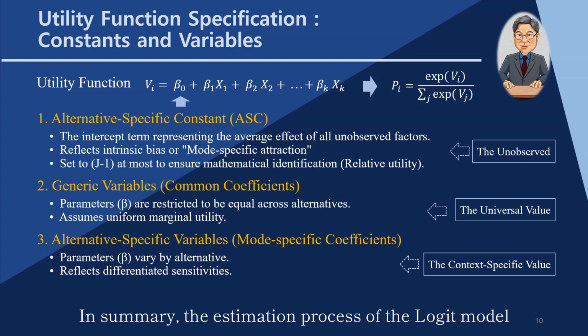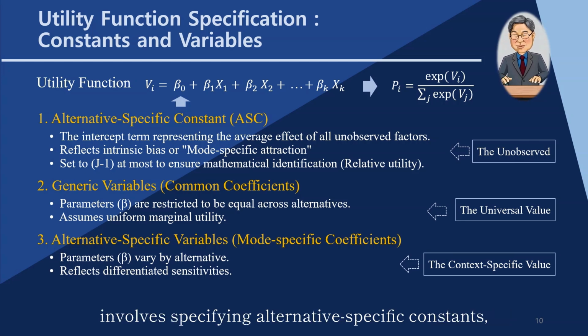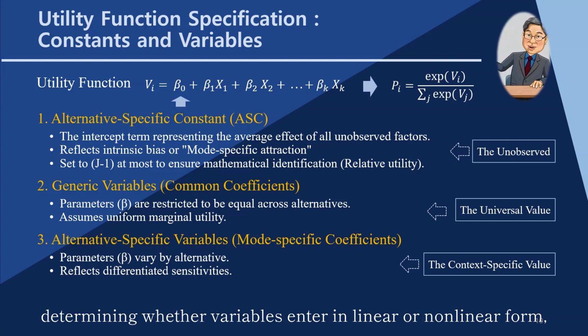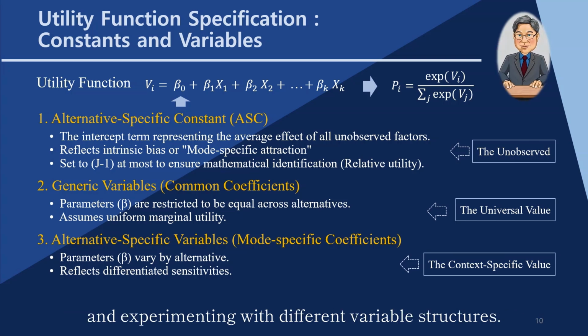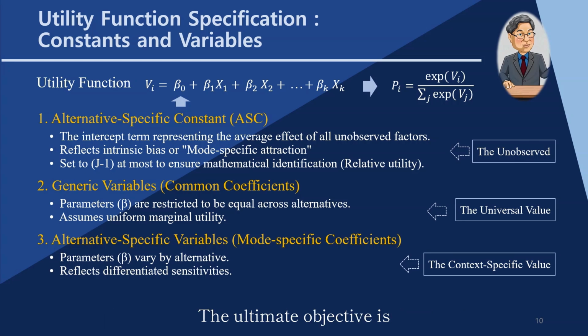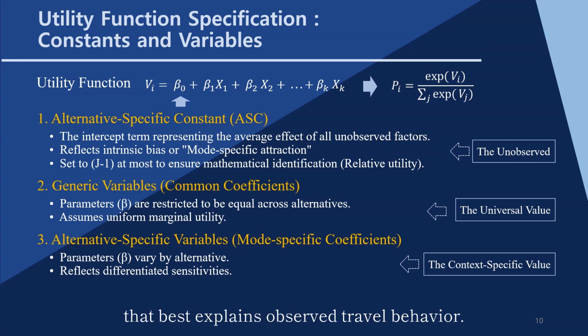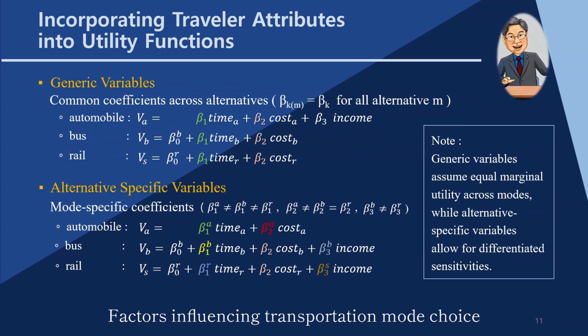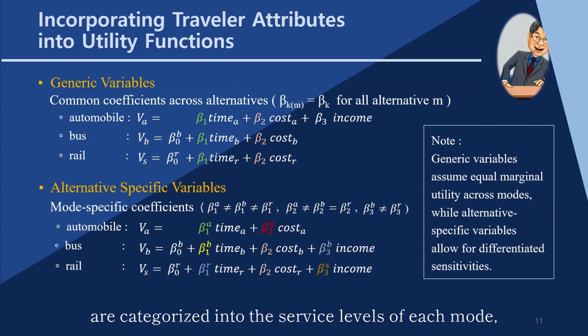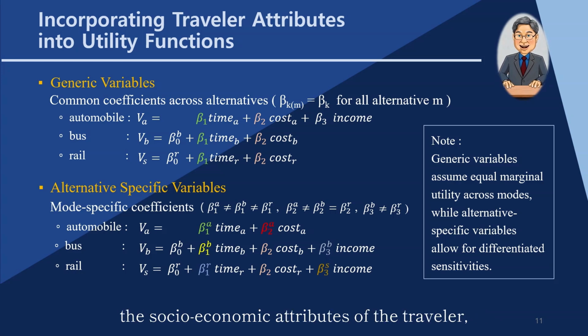In summary, the estimation process of the Logit model involves specifying alternative specific constants, determining whether variables enter in linear or nonlinear form, and experimenting with different variable structures. The ultimate objective is to identify the utility function specification that best explains observed travel behavior. Factors influencing transportation mode choice are categorized into the service levels of each mode, the socioeconomic attributes of the traveler, and the characteristics of the trip itself.